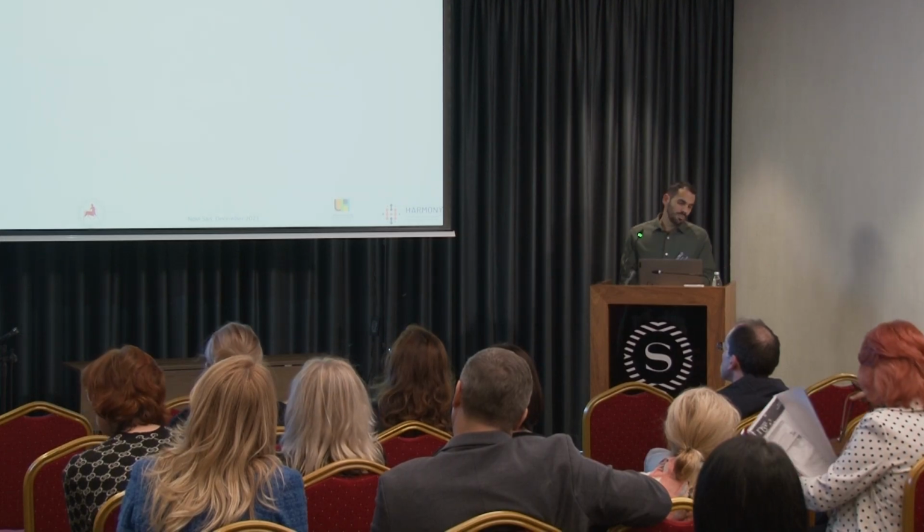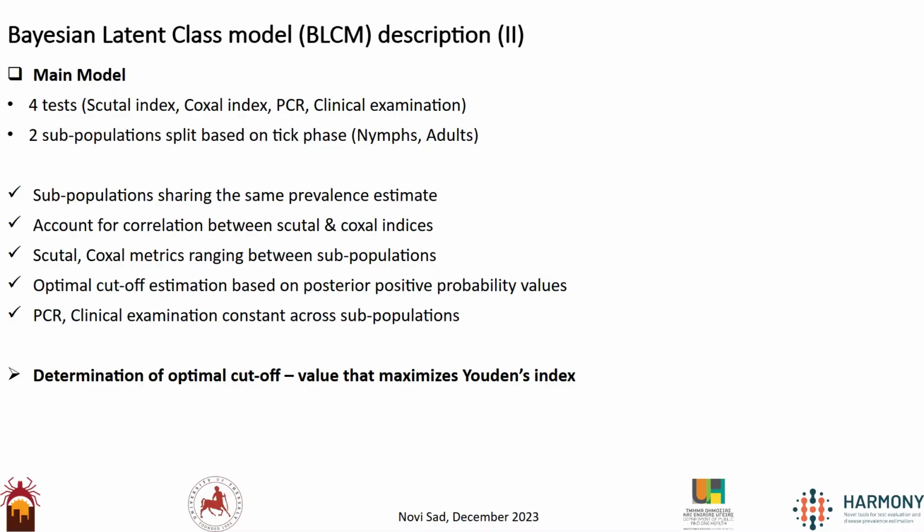So in our case, our main model usually consists of having 4 tests applied. These are the scutal and the coxal index measured on the continuous scale, the PCR, again measured on the dichotomous scale, positive or negative on the tick, and the clinical examination that was performed on the patient from whom the tick was removed. So again, clinical examination is a positive or negative one. So we have 2 continuous and 2 dichotomous tests.